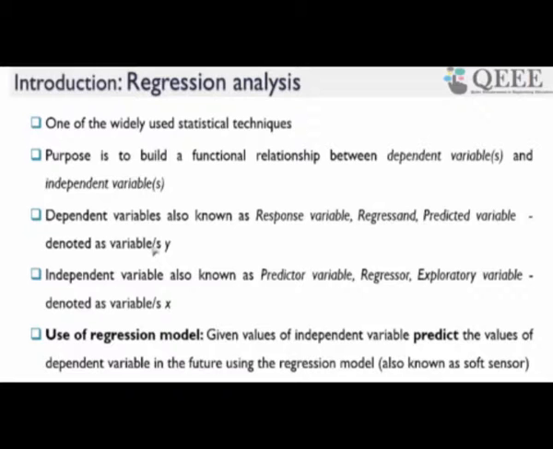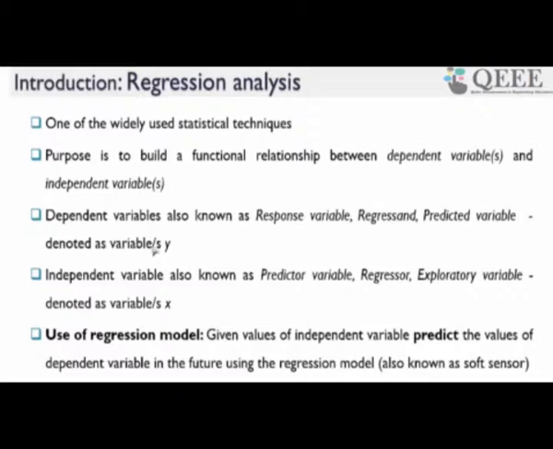The independent variables are known as predictor variables, regressors, or explanatory variables, and these are denoted as variable x. So basically the idea is to build a model between y and x based on data that I already have for x and y, and when I get new data for x, I should be able to say what the likely value of y will be.